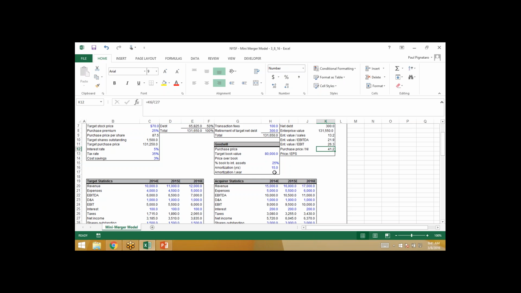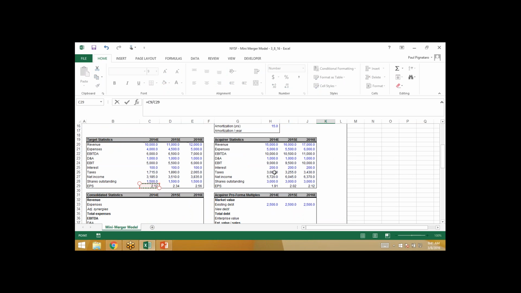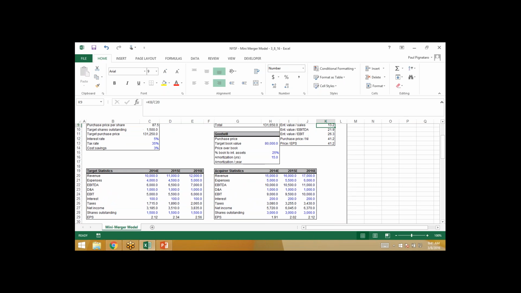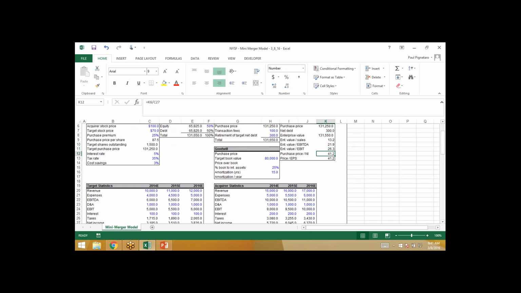Now, price to EPS is a per share metric. It's the price per share. What's the price we're paying? 87.5, divided by the earnings per share. Okay, so 87.5 divided by earnings per share. 41.2. Net debt's given. It will always be equal. Why is it always equal?